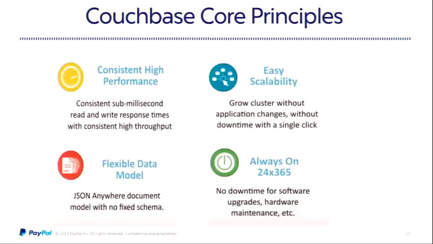Couchbase is built around these 4 core principles: consistent high performance, flexible data model. As you know, it started as a key value store and later on moved to a document-oriented store. We store everything as JSON documents inside. Easily scalable. We initially started with a 10-node cluster. Later, we might increase to a 50-node cluster. And always on. There were patch upgrades happening at the database level, but our application or business was never impacted. So it's always on.